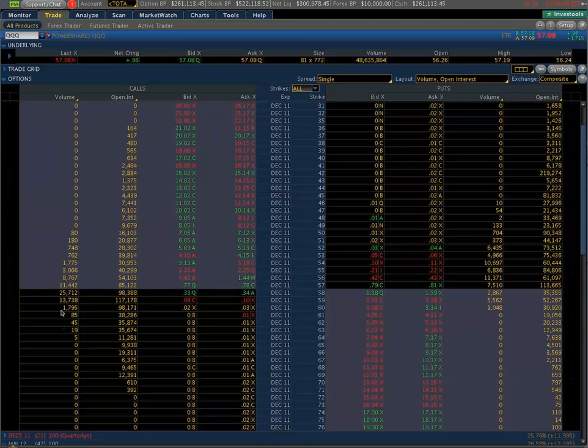So you've got somewhat of a bell curve. Most of the people who trade options trade around the middle. They trade around these at the money options, in this case the 57 and the 58 strike price options. The same is generally true for puts.